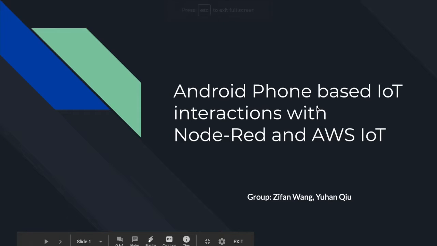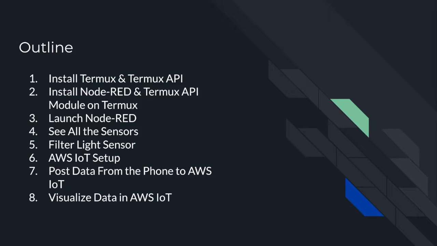Here's our Lab 7, Android phone-based IoT interaction with Node-RED and AWS IoT. Here's the thing we did in this lab. First, install Termux and Termux:API on the Android phone, and then install Node-RED and the Termux module on Termux. And third, the next step is to launch Node-RED.